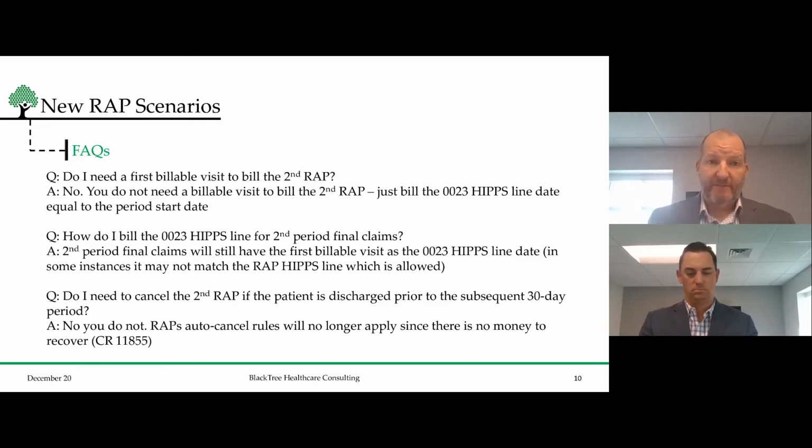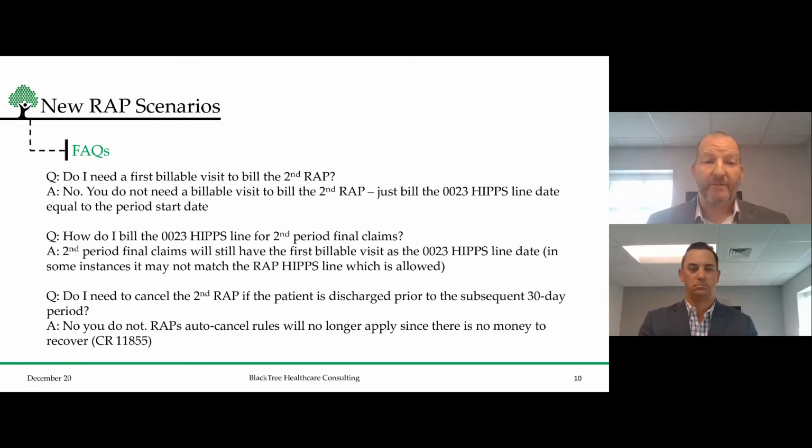Another common question we get really has to center around the fact that we are billing 2 wraps from the start of care or from recertification. Do I need to cancel that second wrap if the patient is discharged prior to that subsequent 30-day period? And the answer is no, you do not. The wrap auto cancel rules are no longer applying. So there's not going to be any more wrap auto cancels. Those are going to be a thing of the past.